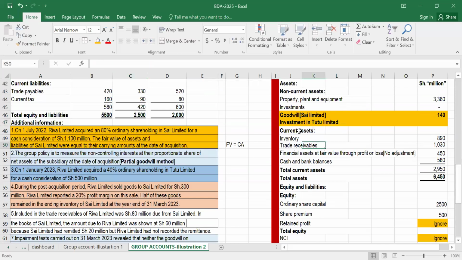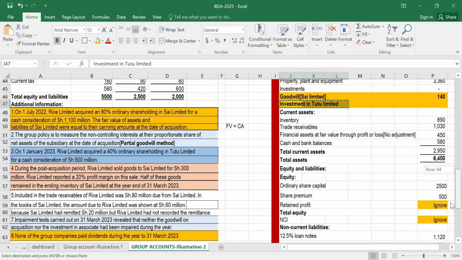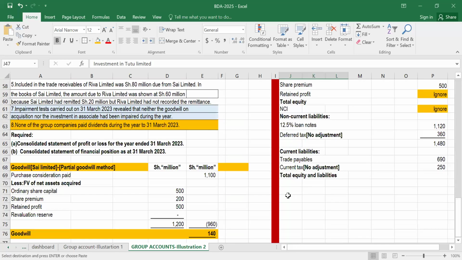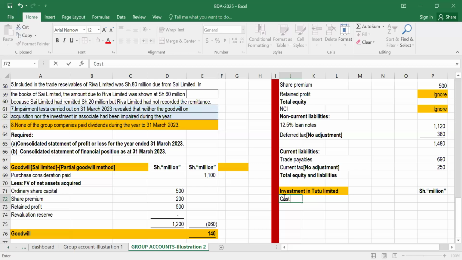So the last item I need to compute is investment in II. Remember, II is the associate. Let me have that working here. So how do we compute this investment in II? Let me copy this, Control-C, Control-V. So we compute this one by taking something called the cost of investment.